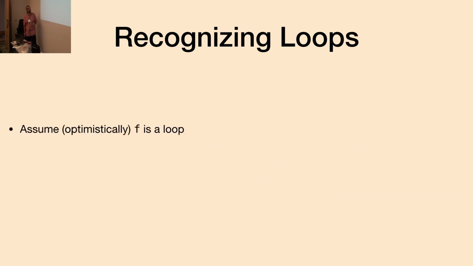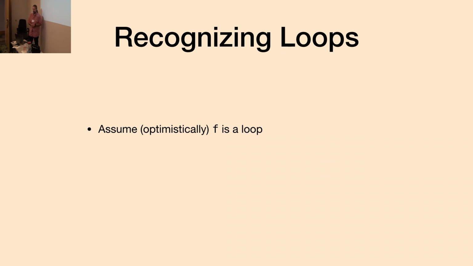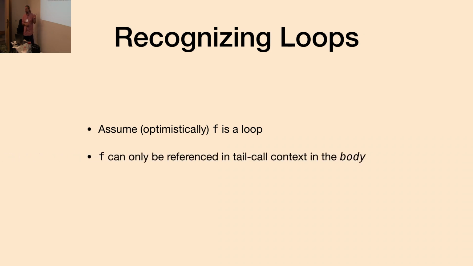So when is it a loop? Well, we assume optimistically that it is a loop because, of course, you always want to be optimistic. And then we look through the body and we try and figure out whether the function that we saw bound there is always called in a tail context. So if we see that the function was returned or put into a data structure or passed to another function, or it's called but not in a tail position, then all of those things we give up, we generate the code that was there. Otherwise, we generate a loop out of this thing.